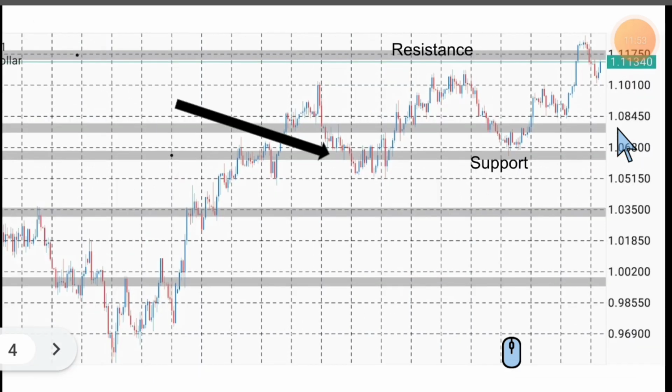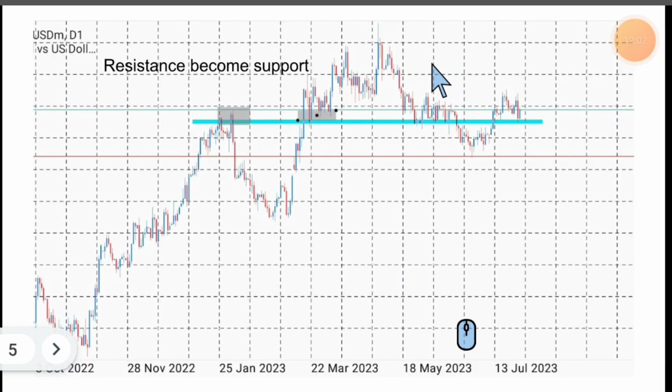Now, let's move on. So we said here, good support. You can see what we have discussed. This support is resistance. So moving on, this is support becomes resistance. I've explained it.